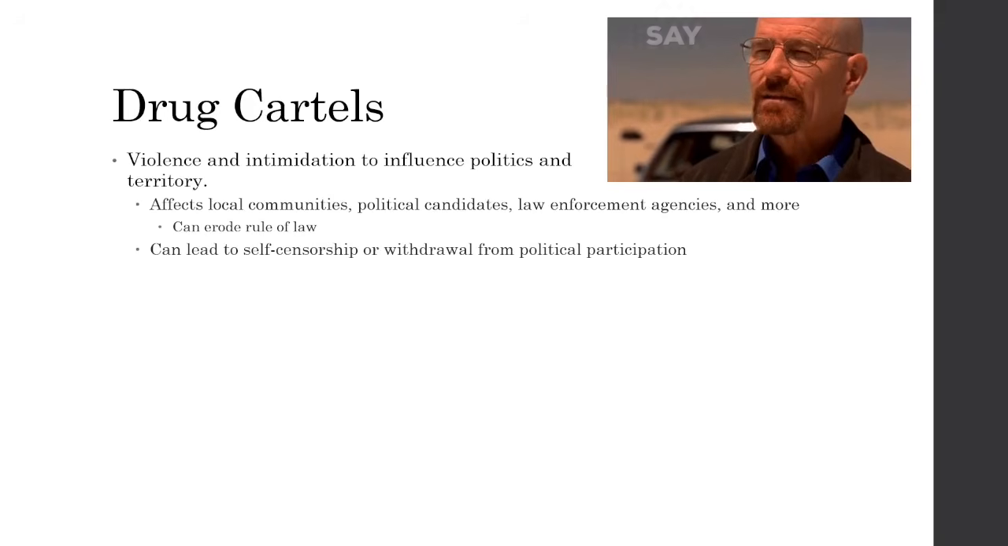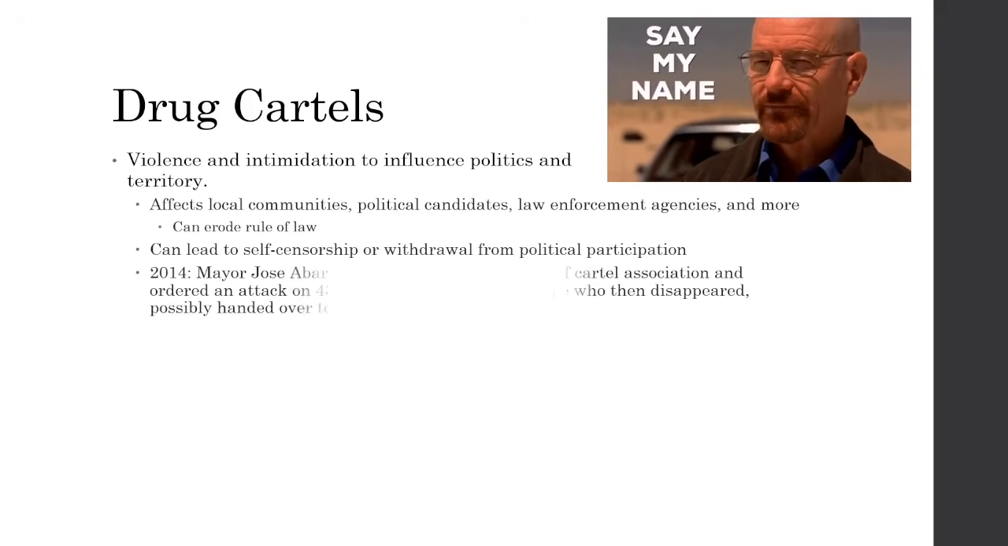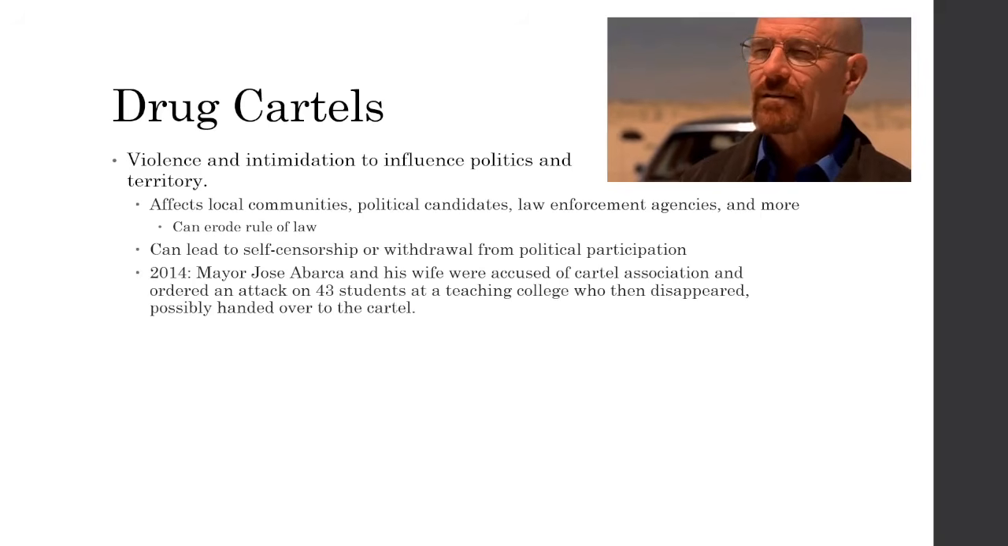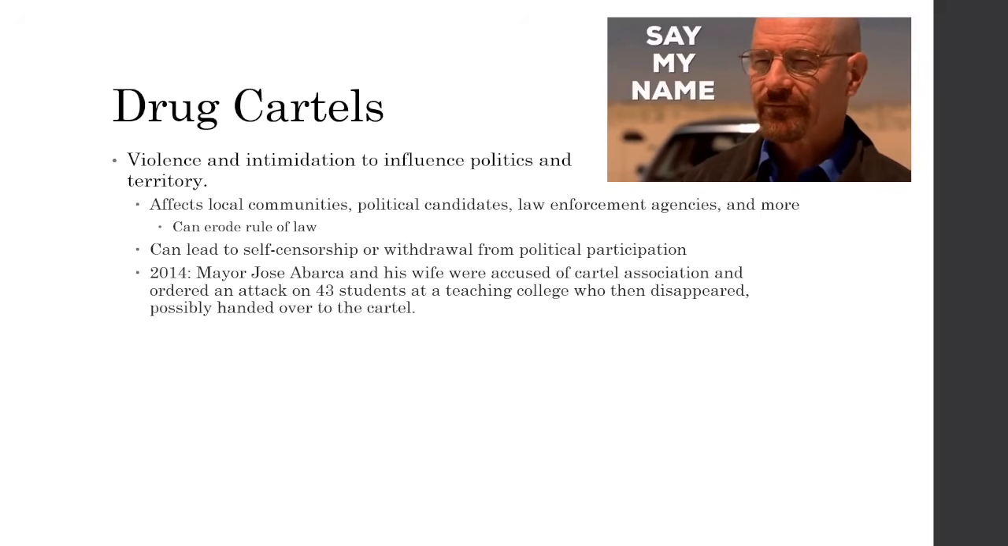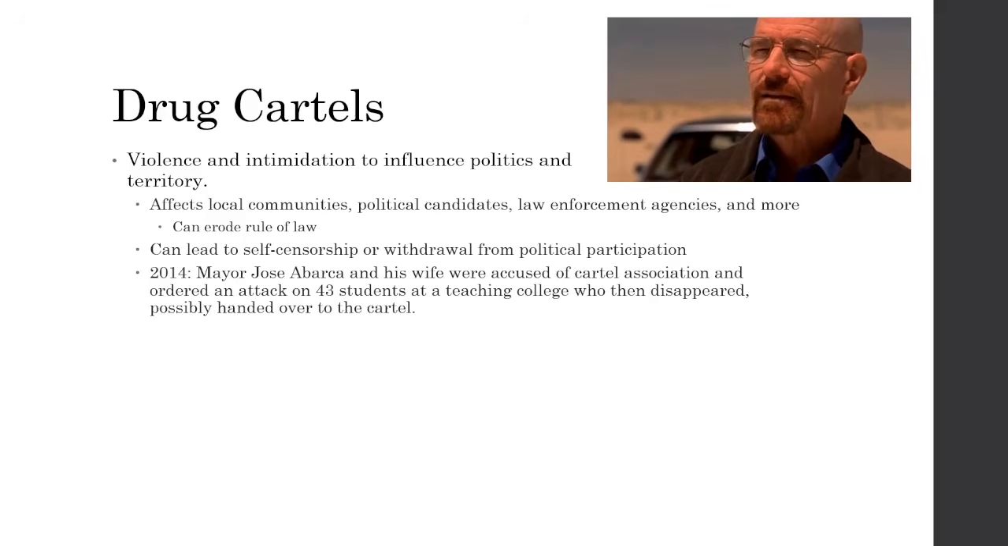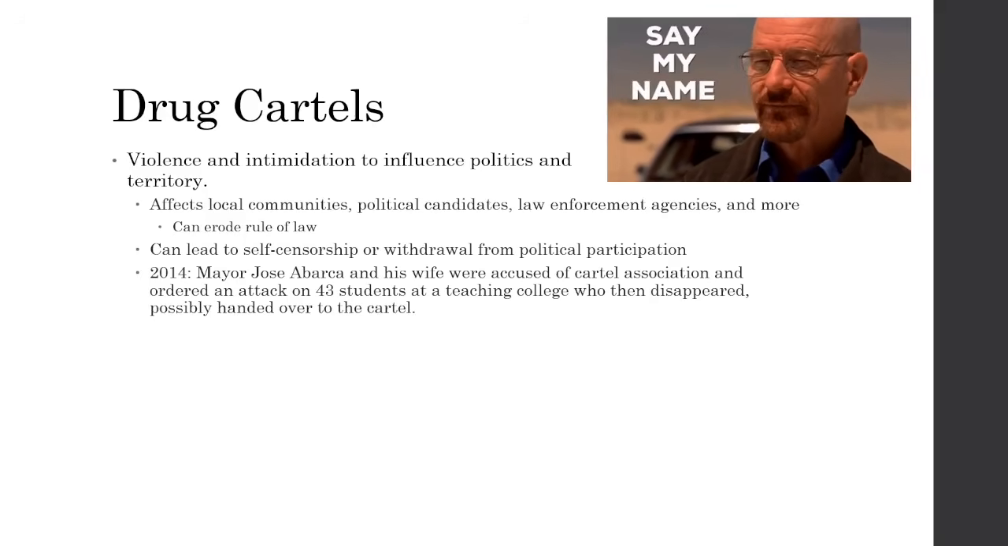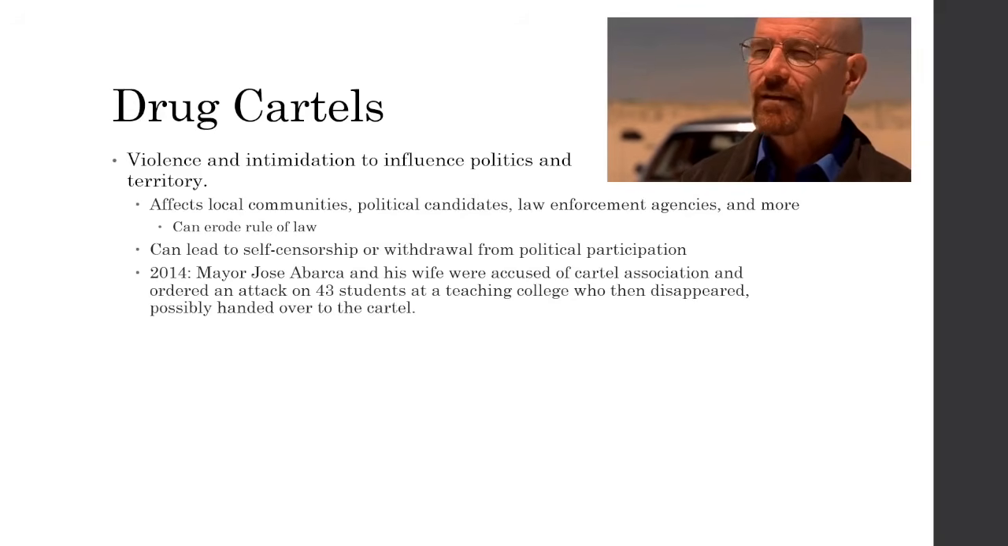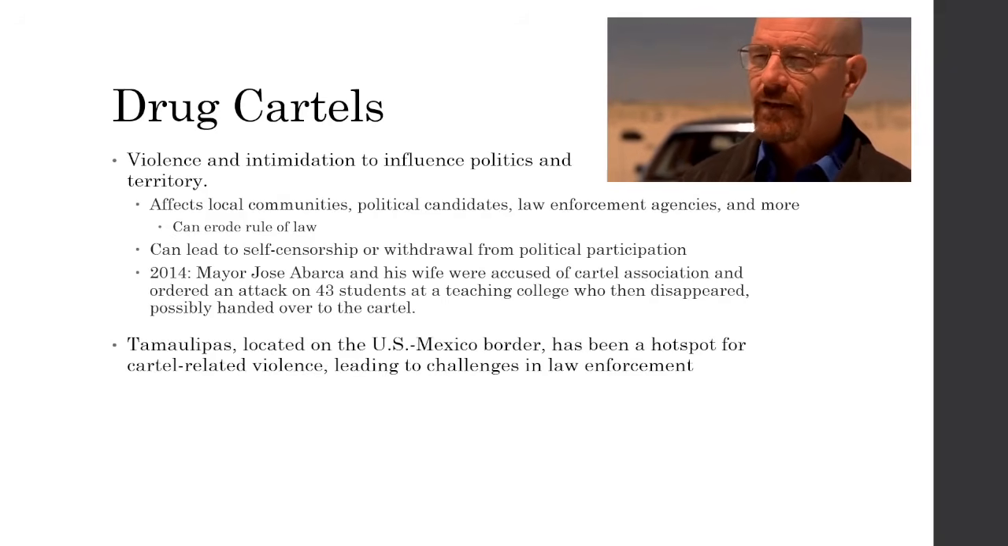Some people who speak out against the cartels may face the wrath of the cartels. So in 2014, Mayor Jose Abarca and his wife were accused of cartel association and ordering an attack on 43 students at a teaching college, who then disappeared, possibly handed over to the cartel. That's not a good thing for communities. Communities are not going to feel safe. And this affects the political candidates because it makes people not trust this candidate at all. And it really erodes the rule of law, because if he and his wife were associated with this cartel, then they're just going to be seen as above the law because they're not going to face punishment for it.